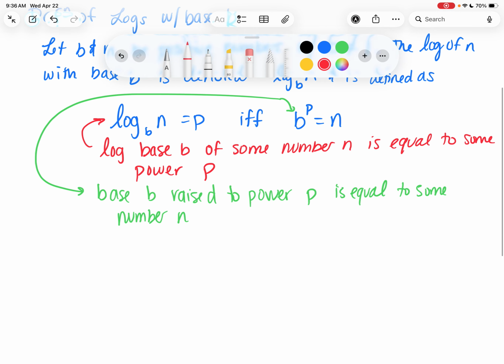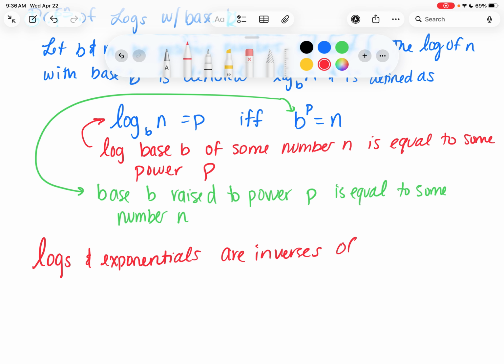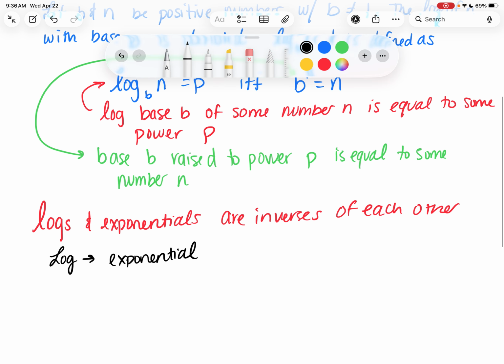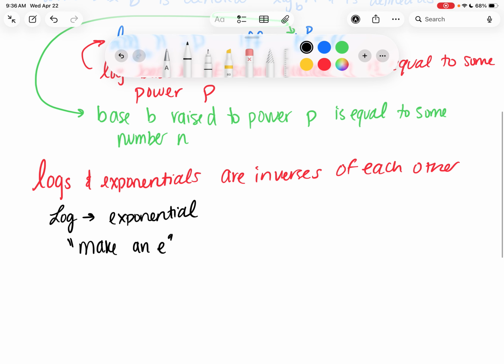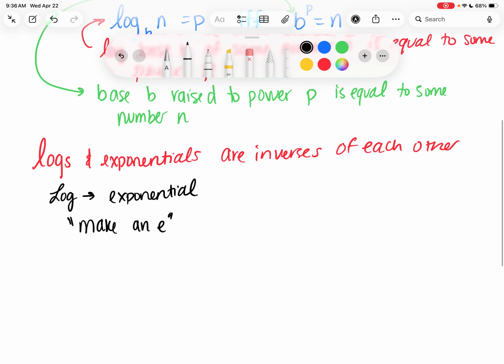So, logs and exponentials are inverses of each other. If I want to go from a log to an exponential, my little phrase is going to be make an e. I would recommend you write what I'm about to say one line down because we're going to be drawing around it. We're going to write this: log base b of n is equal to p.